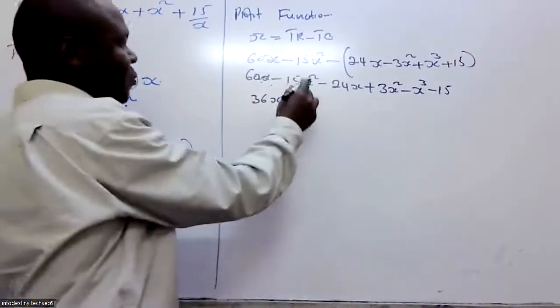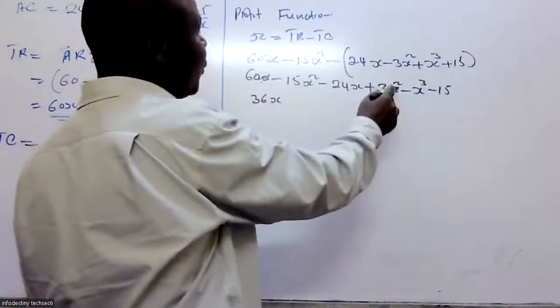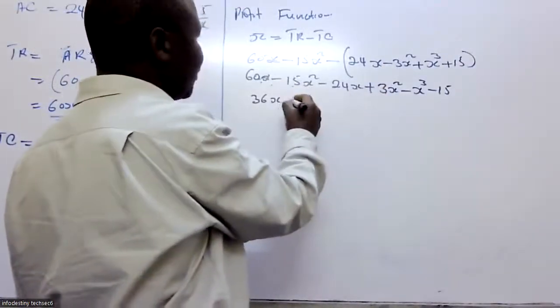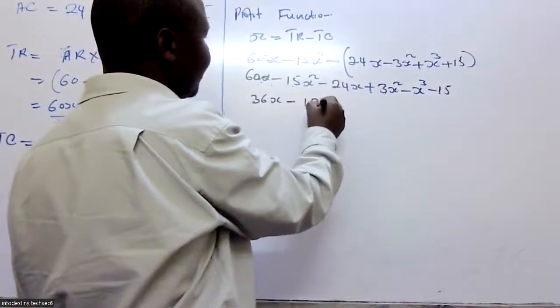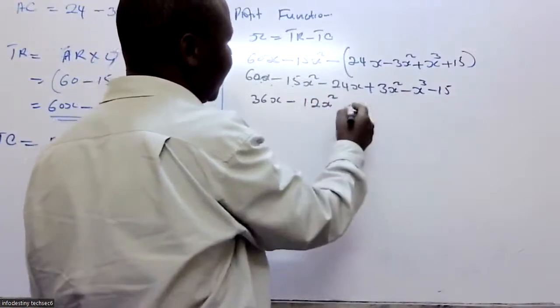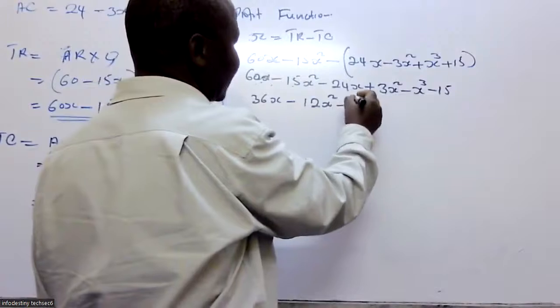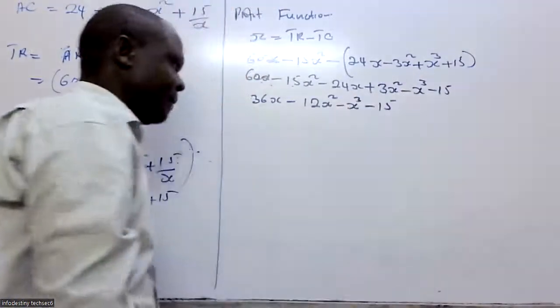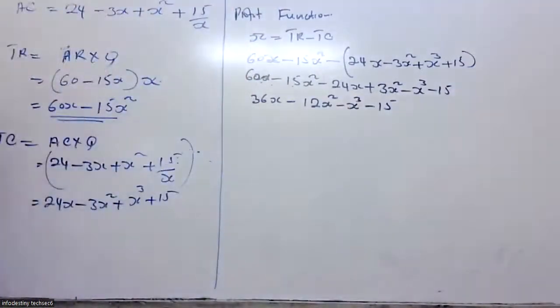Because how? This is square, this is square. What do we do? This is a negative, this is a positive. So it's going to be minus what? 12x squared. And then minus x cubed. Minus what? 15. That's the profit function. Together?